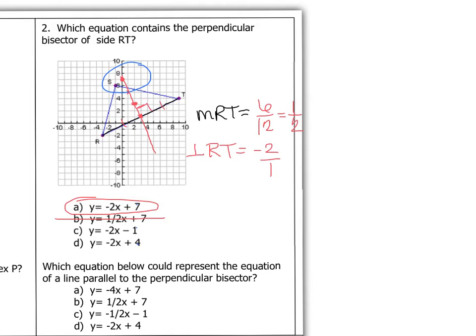There you go. Which equation below could represent the equation of a line parallel to the perpendicular bisector? So remember, parallel lines have the same slope.